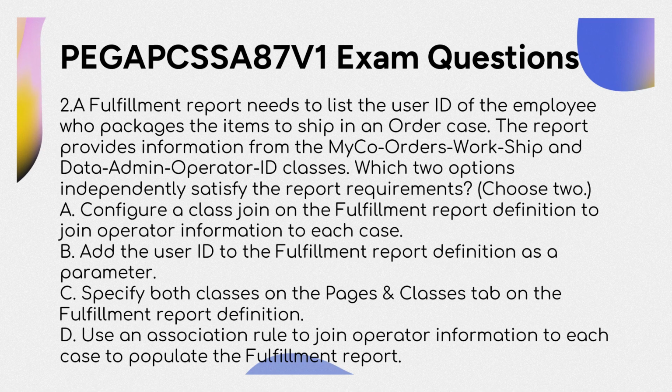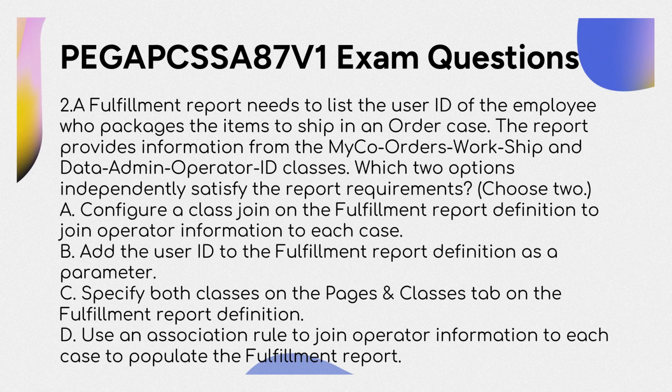2. A fulfillment report needs to list the user ID of the employee who packages the items to ship in an order case. The report provides information from the MyCo-Orders-Work-Ship and Data-Admin-Operator-ID classes. Which two options independently satisfy the report requirements? Choose 2. A. Configure a class join on the fulfillment report definition to join operator information to each case.